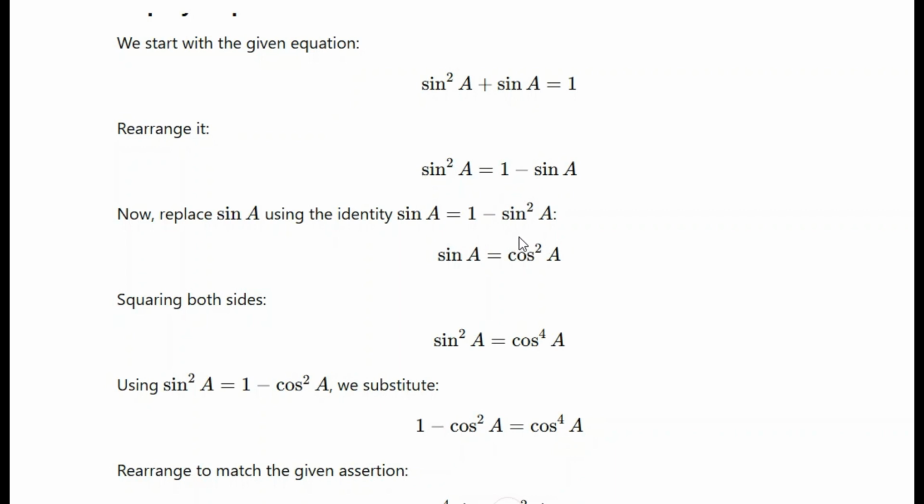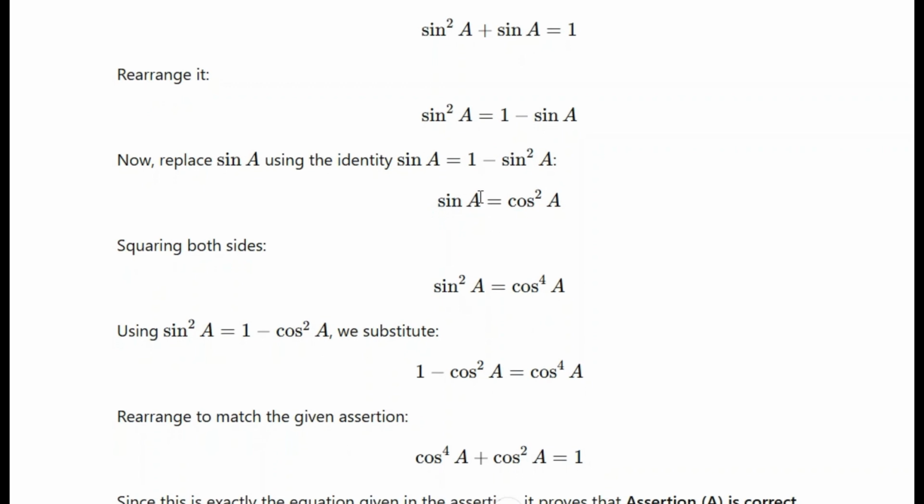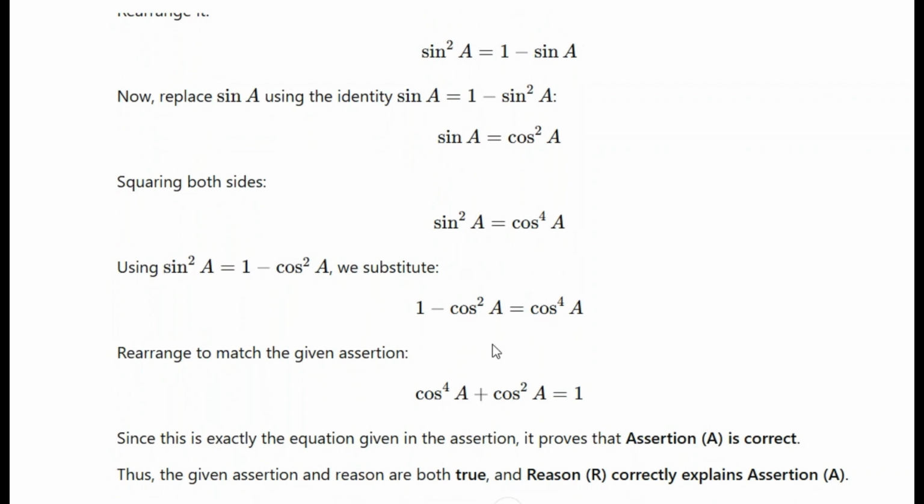Now 1 minus sin square A is cos square A, that is given in your reason part also. This is 1 minus sin square A means cos square A. Now sin A equal to cos square A. Now square both sides. This is sin square A and this is cos to power 4A. Now sin square A is 1 minus cos square A, and this is cos to power 4A. Take cos square A to the right side: cos to power 4A plus cos square A equal to 1, which is given. So this is true. Both assertion and reason are true.